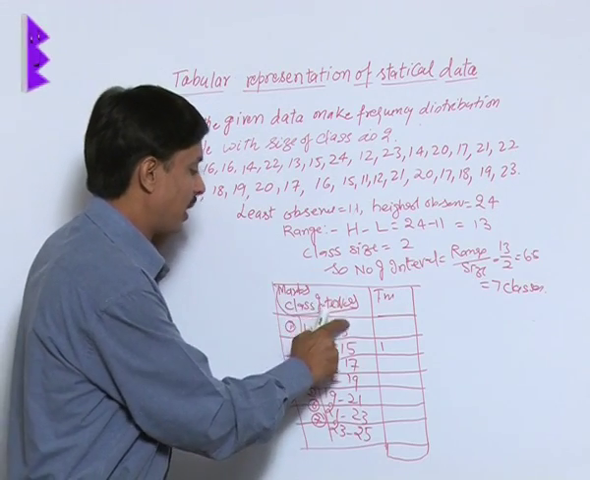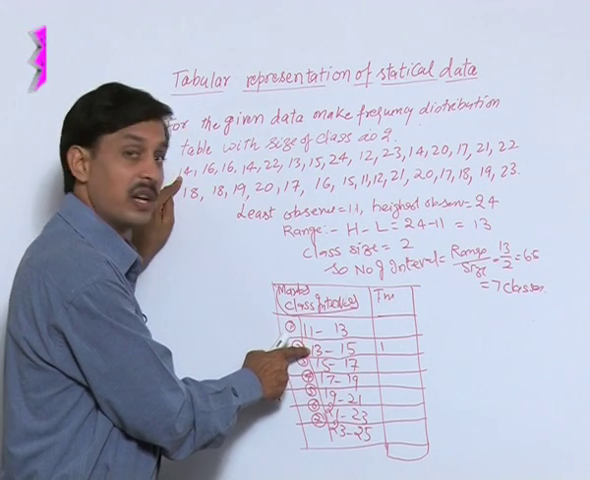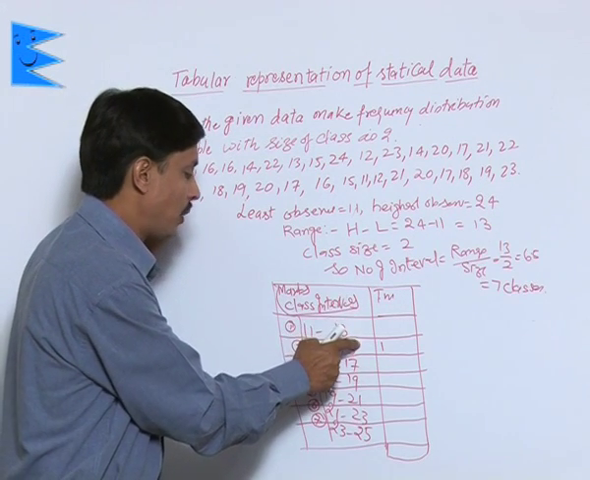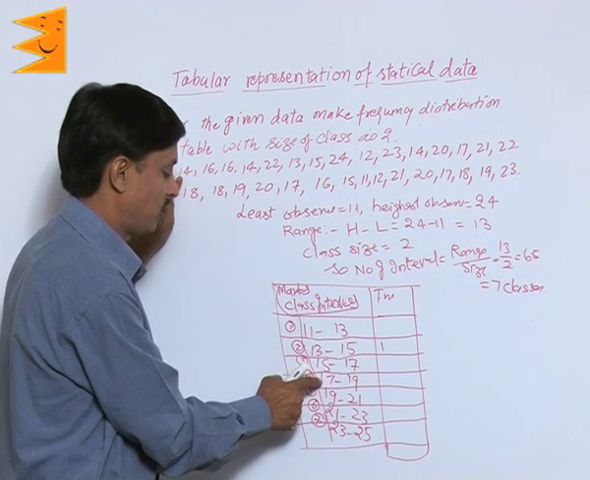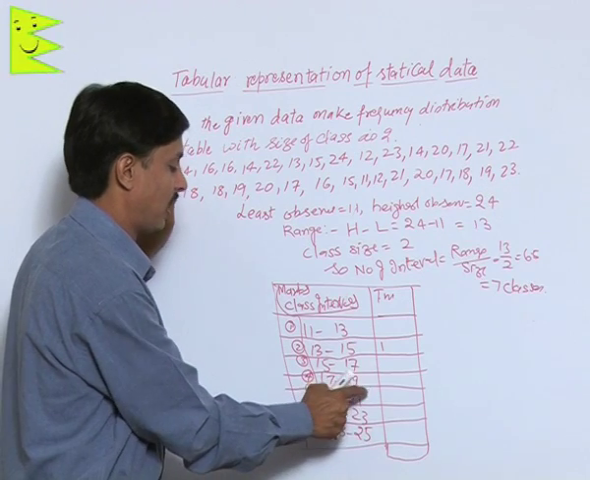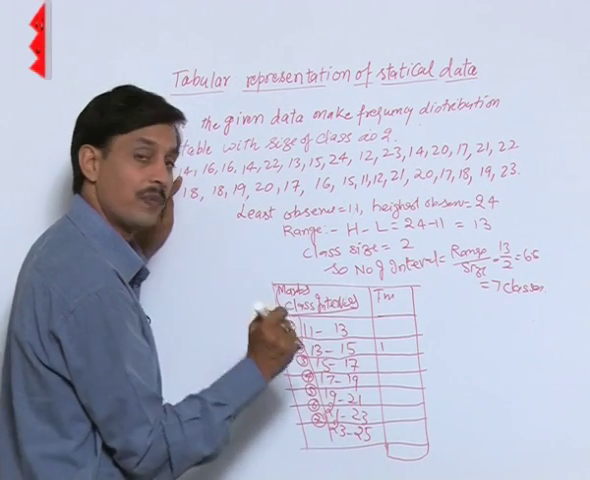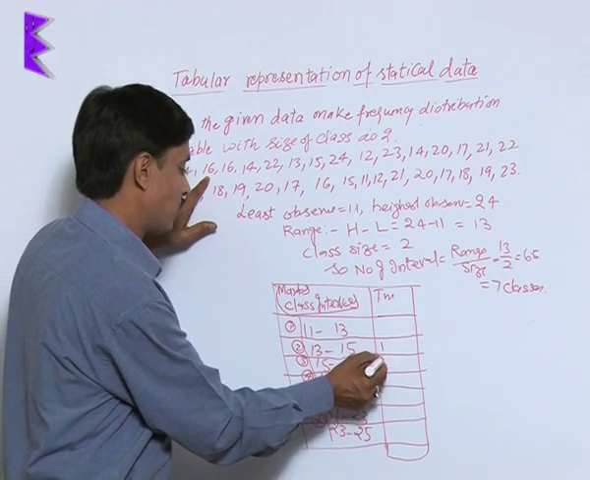So its upper limit 13 value is not included here, 13 will be included in the next. Similarly 15 is not in the second, it is in the third. 17 is not in the third, it is in the fourth interval. 19 is not in the fourth, it is in the fifth interval. Similarly 21, 23. The next observation is 16, it is falling in this group.